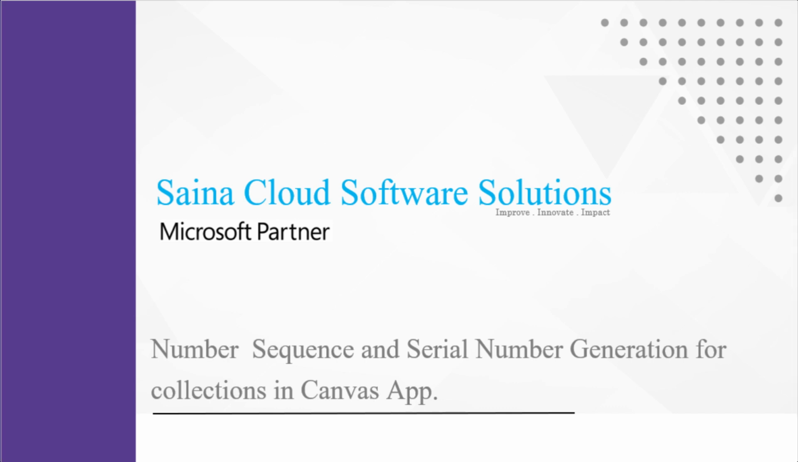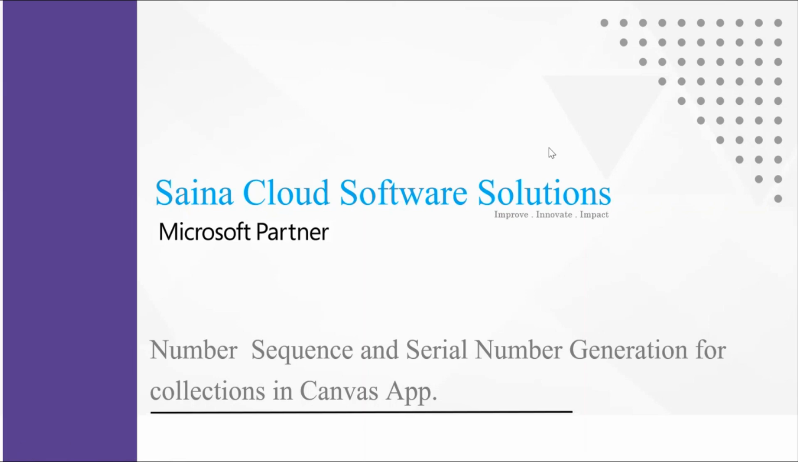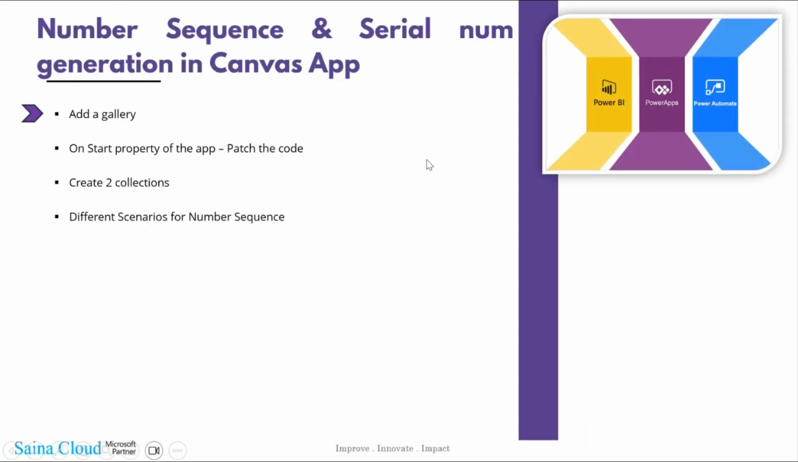In today's session, I'll be explaining number sequence and serial number generation for collections in Canvas app. So let's move on to the elements to see what happens.